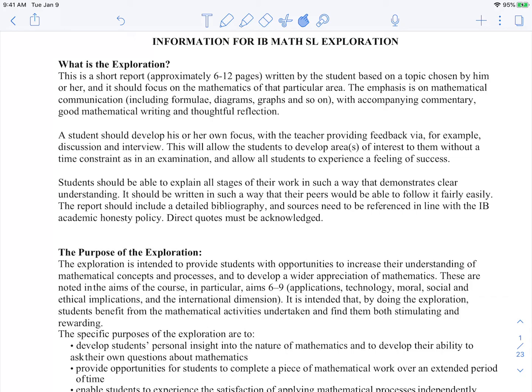All right, this is some information in regards to your IB exploration paper. So if you want to go ahead and pause throughout this video, I'm just going to highlight some things here for you. So your paper is going to be approximately 6 to 12 pages. You're going to choose a topic that has a math focus.